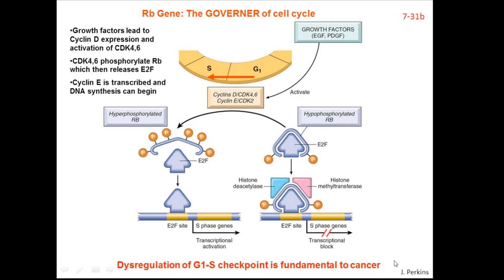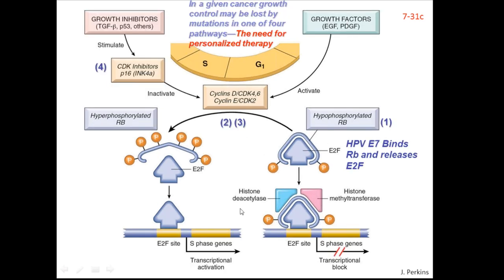So you might ask, if it is fundamental, does every cancer cell have mutations in RB? No, they don't. But every cancer cell has a mutation in genes that control this important step. Okay, and let's see what they are. So the G1-S block can be overcome by 4 mechanisms. And one of these mechanisms will always be there in every cancer cell.